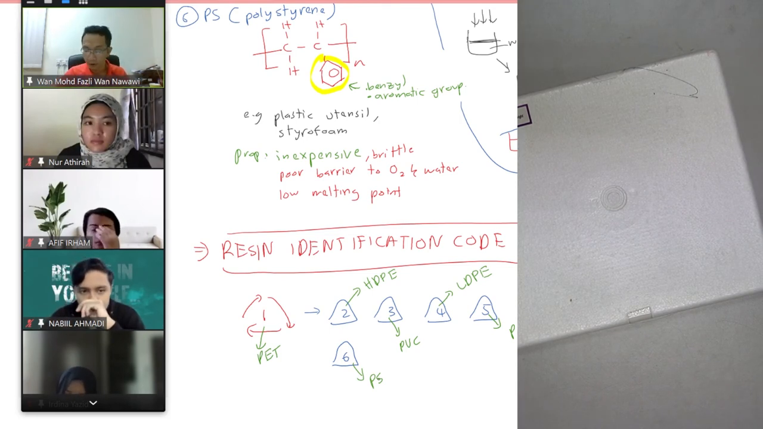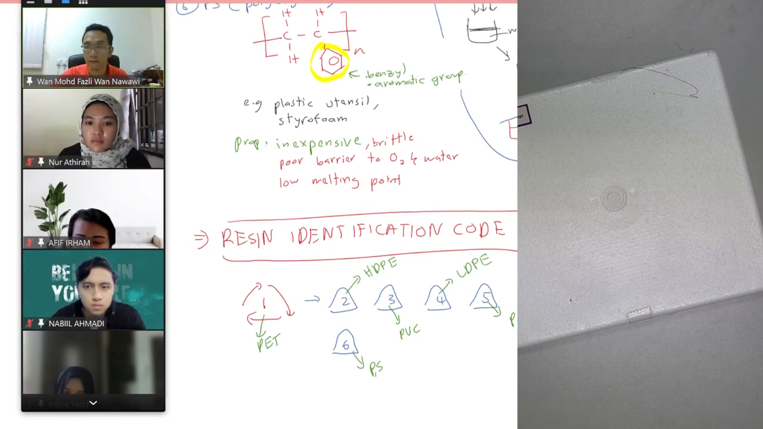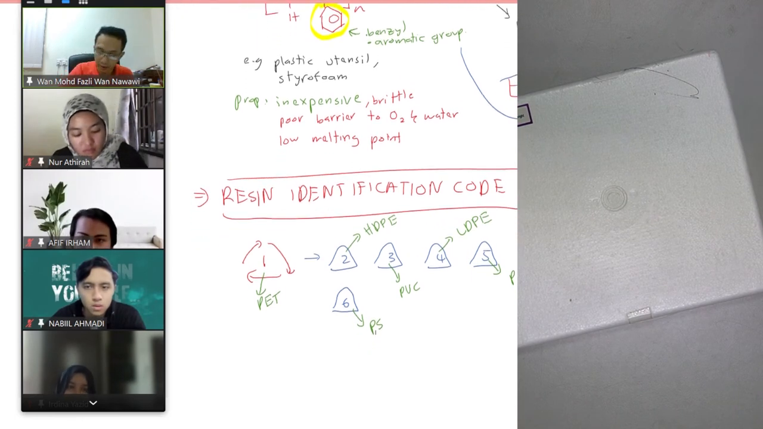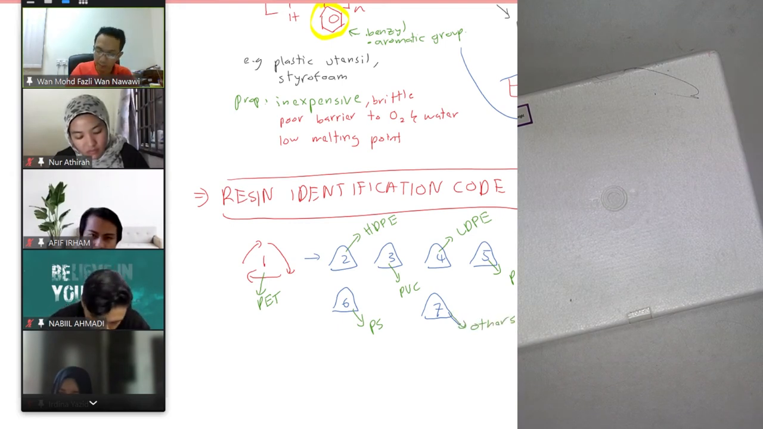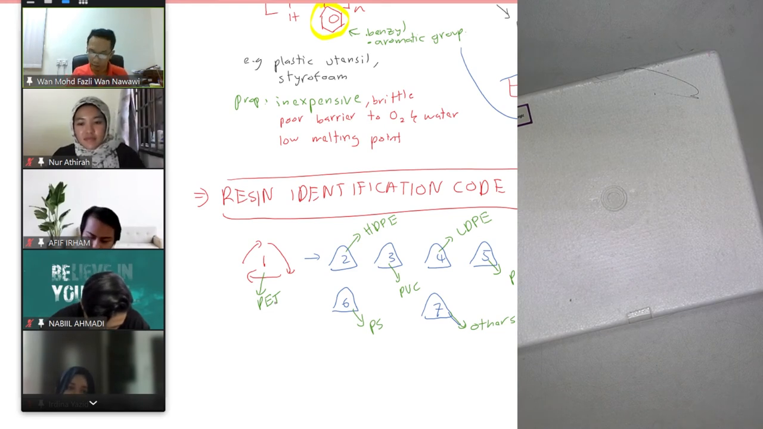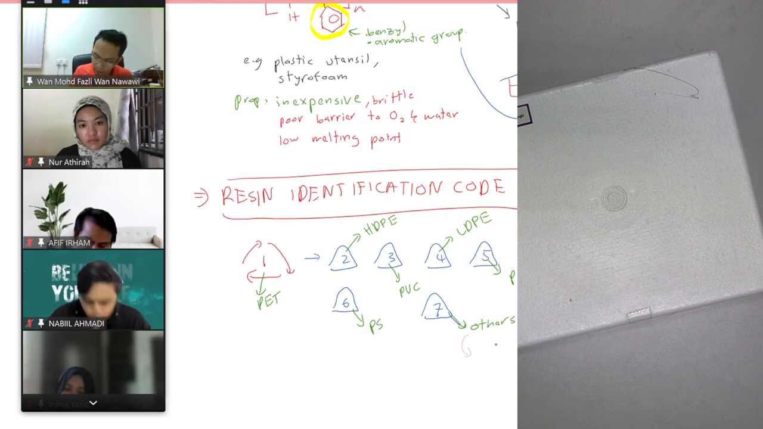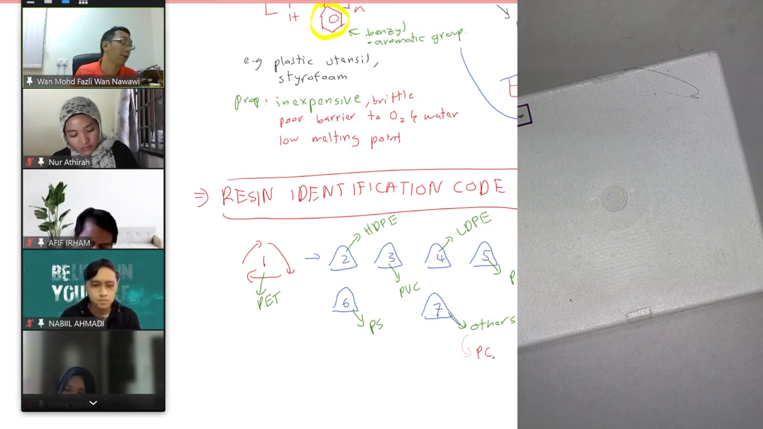Okay, the resin identification code actually goes up to 7. There is one more, 7, which is for others. Others means plastics that we don't discuss here, other than PET, HDPE, LDPE, PVC, PP, and PS. For example, PC is polycarbonate.